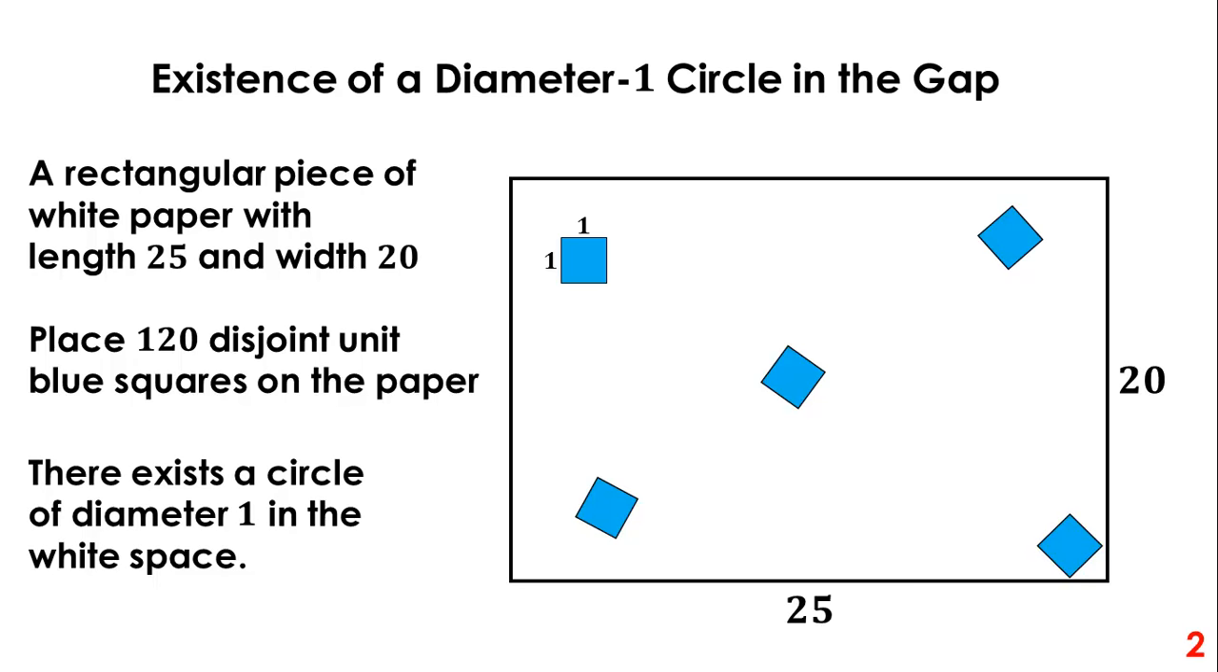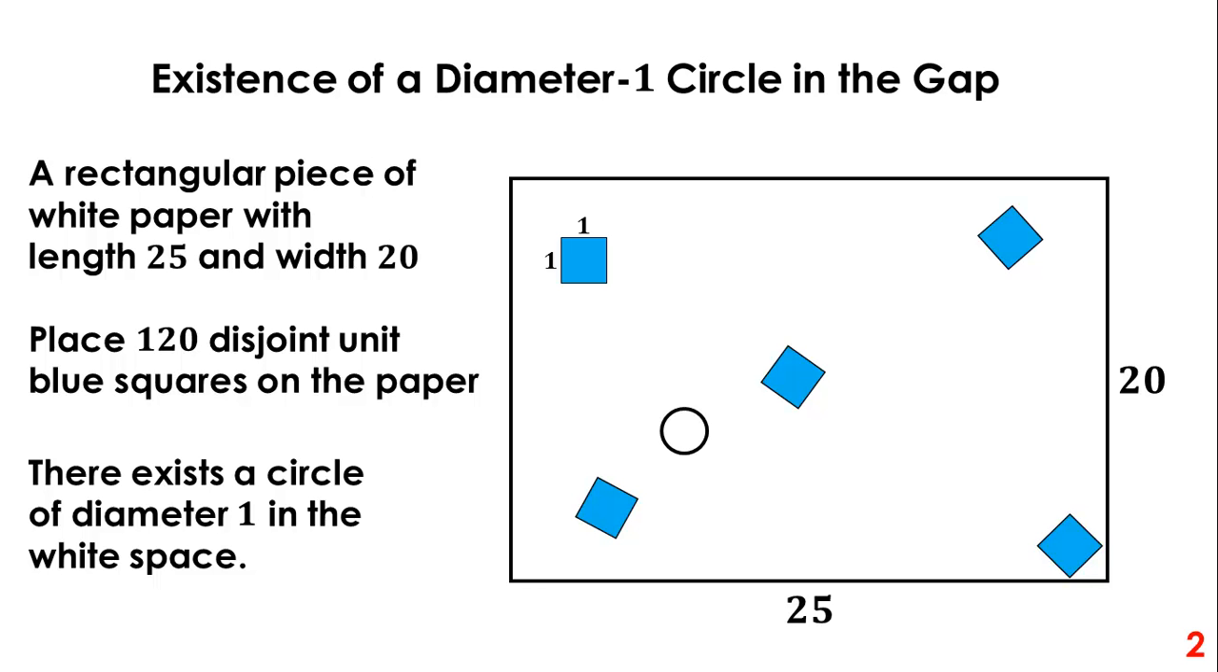We want to show there exists a circle of diameter 1 in the remaining white space, because a lot of places are already occupied by those blue squares. So now we need to find a diameter 1 circle. We want to find the white space that is big enough for us to place this diameter 1 circle. That is the problem.